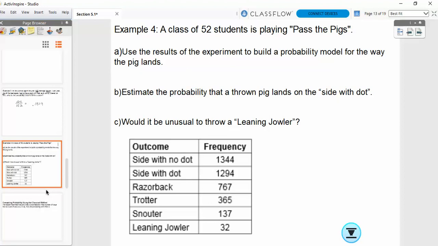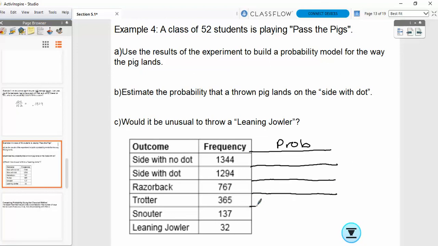All right. Has anybody ever played Pass the Pigs? Oh, I might have to bring that in. It's a very fun game. You roll pigs, and depending on how they land, you score points. So, 52 students are playing Pass the Pigs. I've given you all the outcomes and the frequencies. If I want a probability model, we have the outcome and the probability. Okay. How would I find the probability of each of these things?